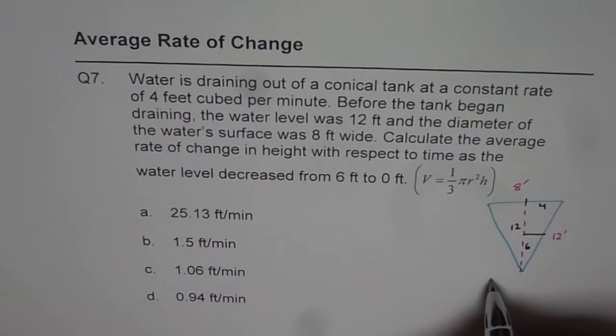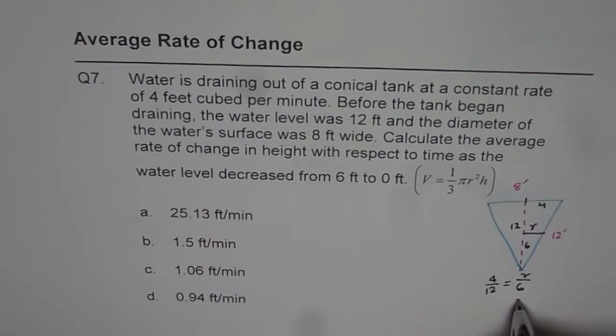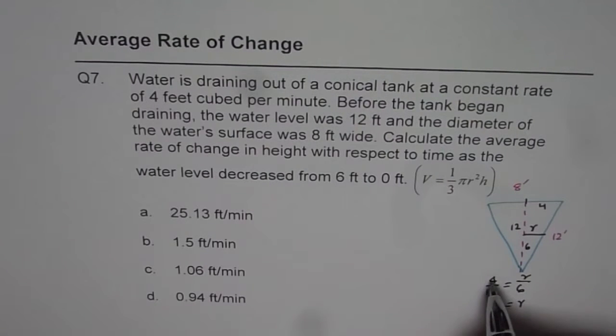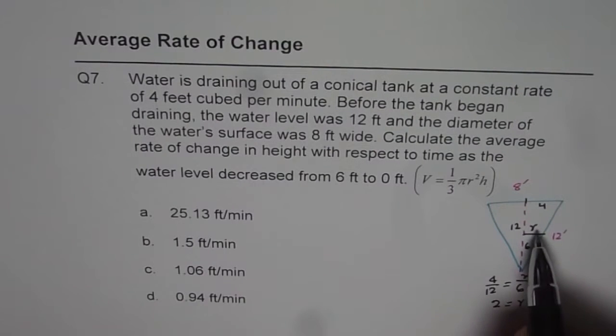We know it is 4 over 12 is equal to, let's say this is R over 6, right? From the similar triangles, we can find the radius for the water level when the height is 6. It should be 6 times 4, 24, divided by 12. That is, the radius should be 2, right? So basically they are in the ratio of 1:3, right? So we find that the radius is 2.